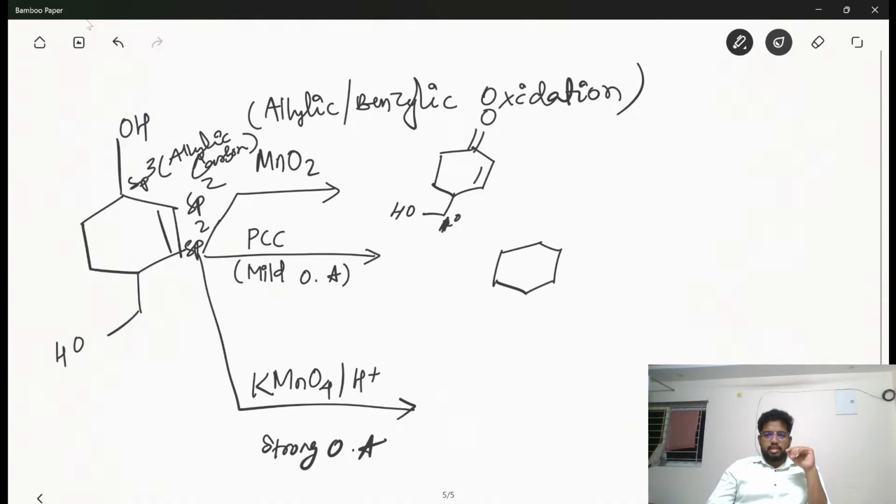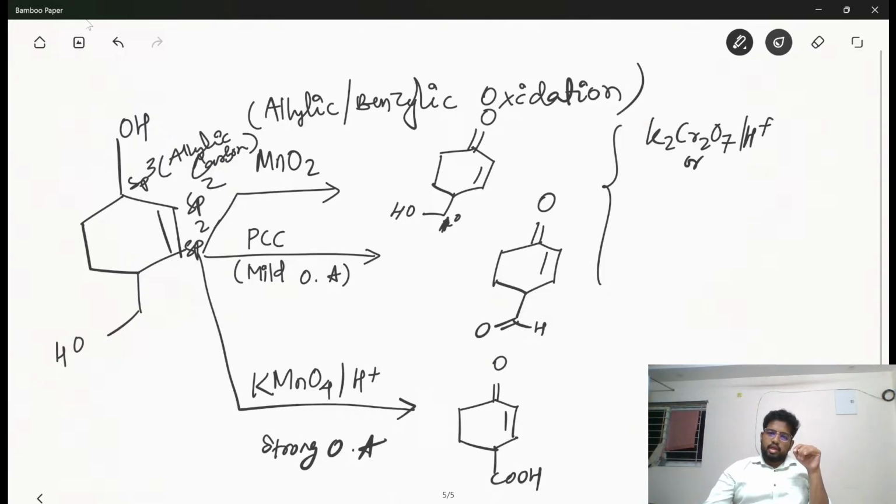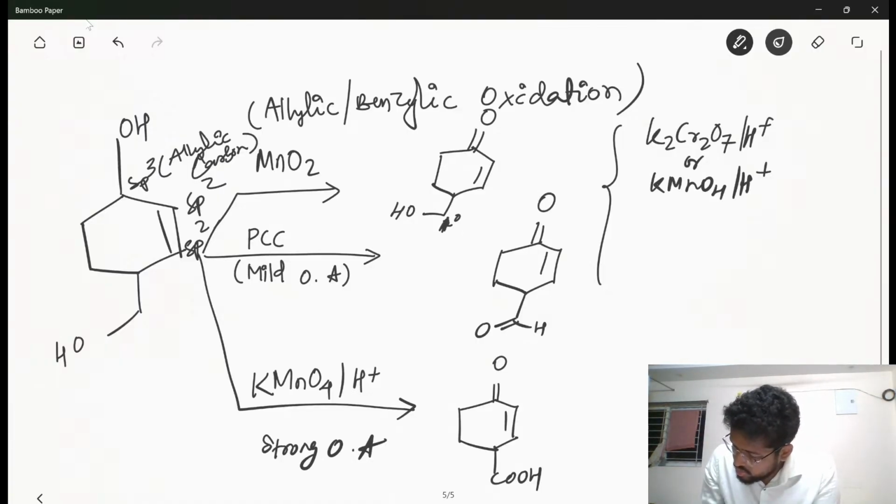Whereas when you treat with PCC, both of them undergo reaction. Here I get an aldehyde and up there I get a ketone. Whereas when we treat with a strong oxidizing agent like KMnO4, down we convert it into a carboxylic acid. So strong oxidizing agents like KMnO4, K2Cr2O7/H+ or KMnO4/H+ or Jones reagent.